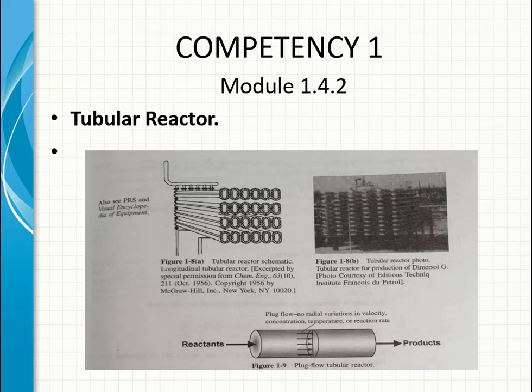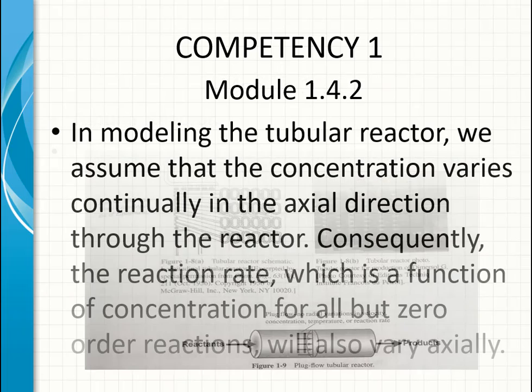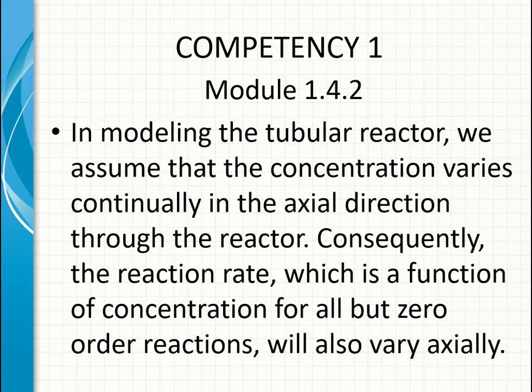Here we have a tubular reactor. At the top, we have a set of pipes, and the volume of all these pipes together is the volume of the reactor. In modeling the tubular reactor, we assume that the concentration varies continually in the axial direction throughout the reactor. Consequently, the reaction rate, which is a function of concentration for all but zero-order reactions, will also vary axially.